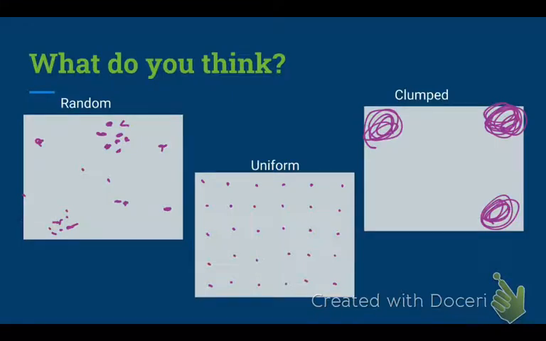So those are kind of pictures just to show you what your random versus uniform versus clumped dispersion is going to look like. And so take a second and think, what do you think would be examples that would go under each one? A species that you think would have a very random dispersion versus a uniform versus a clumped. So think about that for a second, and then I'll give you a couple examples.